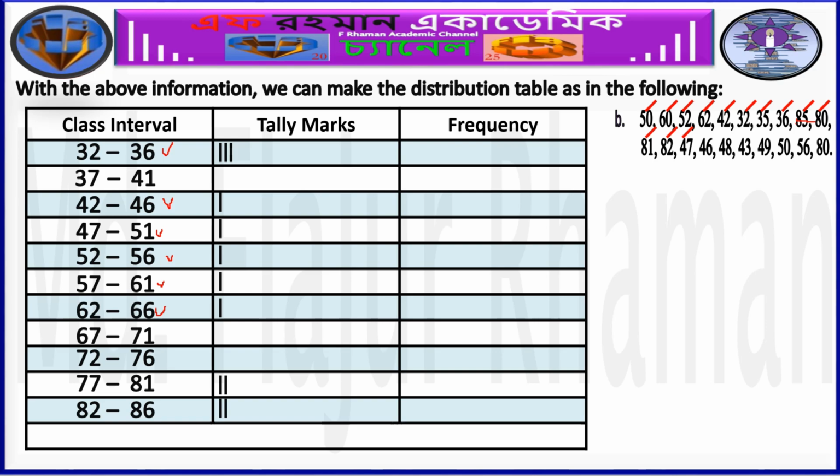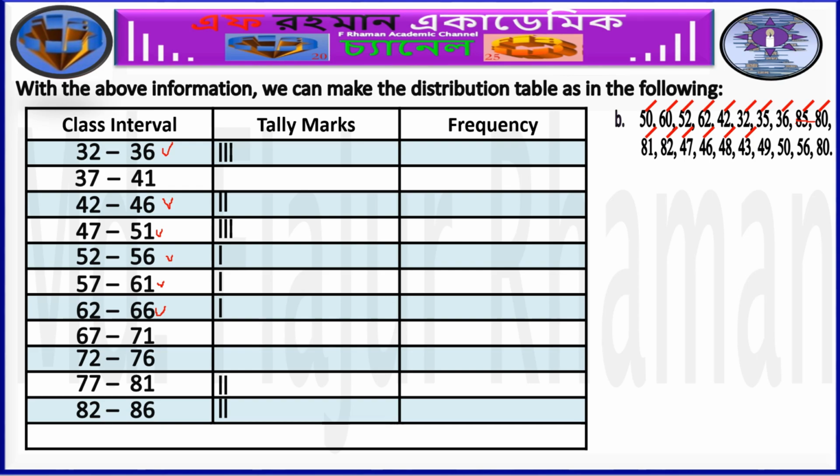47 is in the class interval 47 to 51. That's why another tally mark is drawn here. 46 is in the class interval 42 to 46. That's why another tally mark is drawn here. 48 is in the class interval 47 to 51. That's why the third tally mark is drawn in the class interval 47 to 51.